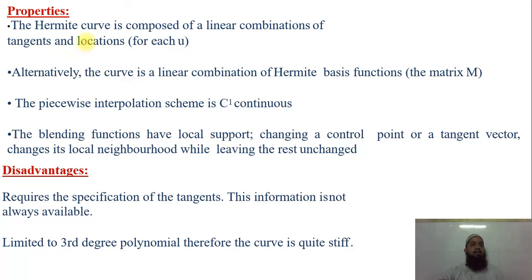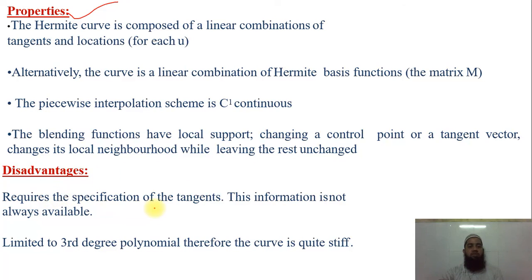Now, the Hermite curve. What are the properties of the Hermite curve? The Hermite curve is composed of a linear combination of tangents and locations, as I said, two tangents and two control points. Alternatively, the curve is a linear combination of the Hermite basis functions. The piecewise interpolation scheme has the constants C0, C1, C2 and C3. The blending functions have local support: changing a control point or the tangent vector changes its local neighborhood while leaving the rest unchanged.